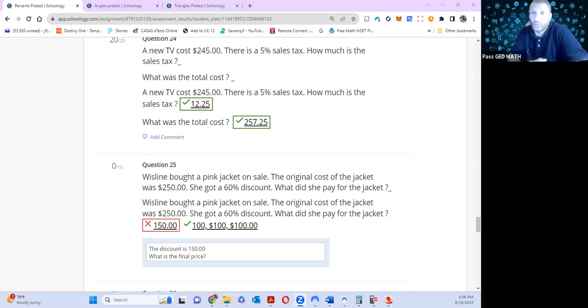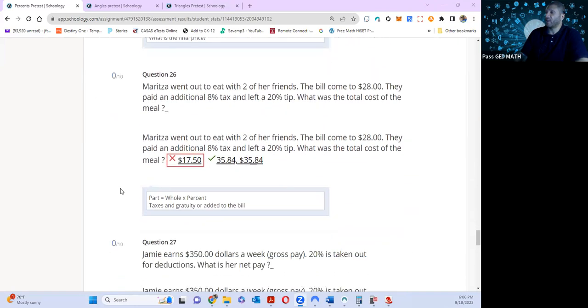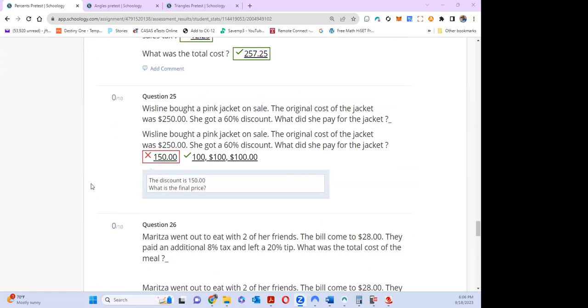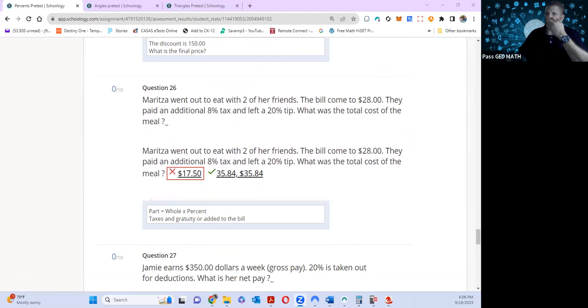I saw you working on percents. I know we just did a couple problems, but you wanted to go over a word problem. Is it 25 or 26? Which one do you want to go over? Okay, 26. So what I'm gonna do is show you how to do it by hand, and then we're gonna do it with the calculator, right?